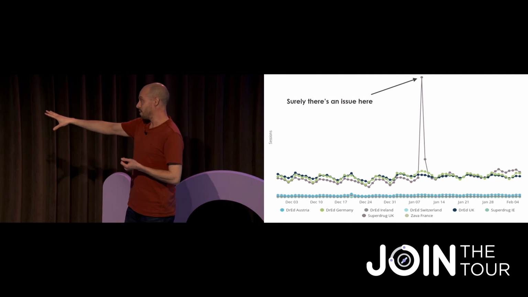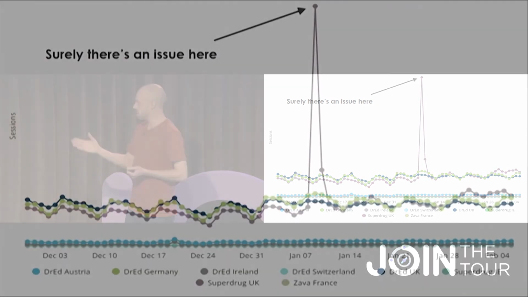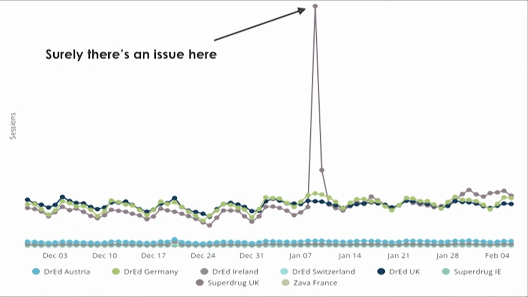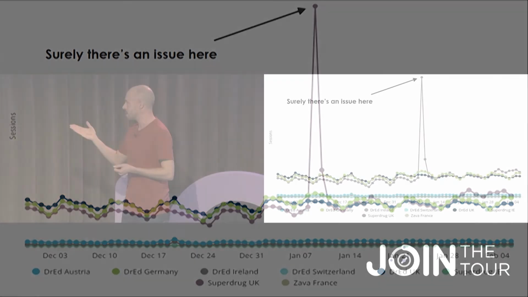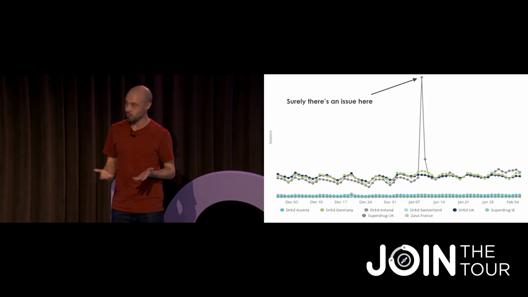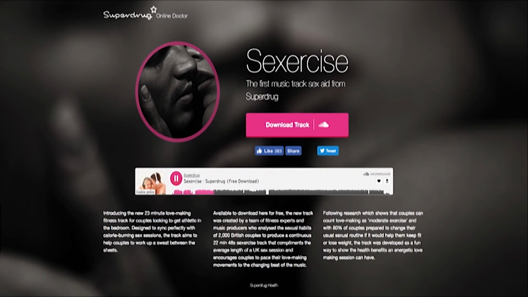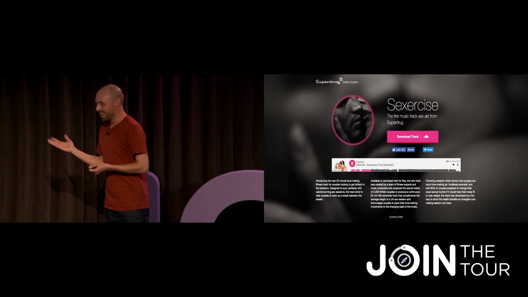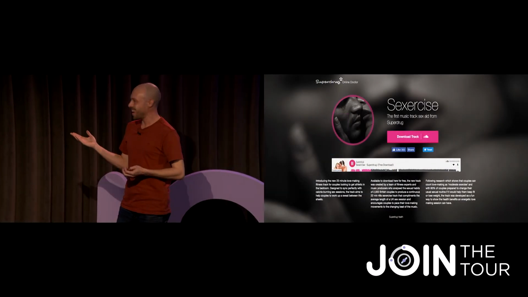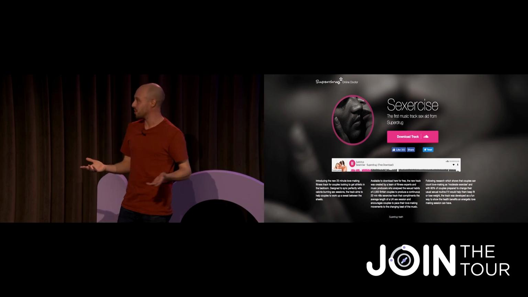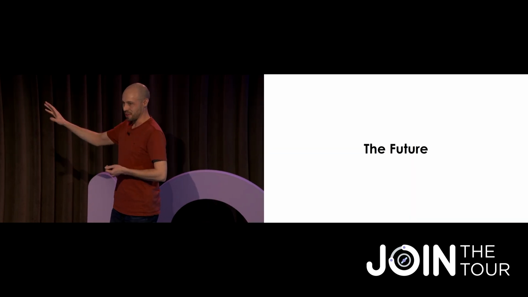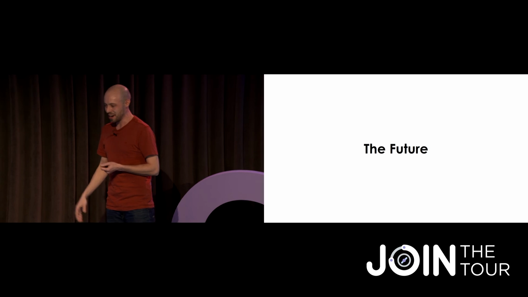Another one we've got is looking at the number of sessions every day, all of the sessions on the different websites. Two weeks ago, an enormous spike, well outside of any range we've ever seen before. Now this time, surely there's a problem with the data infrastructure. Actually, no, we'd published this content. Sexercise, a 23-minute lovemaking track for couples looking to get athletic in the bedroom. Yeah, exactly. It was very popular. It got shared on social media. That was real traffic. They didn't buy anything, but it was real traffic.